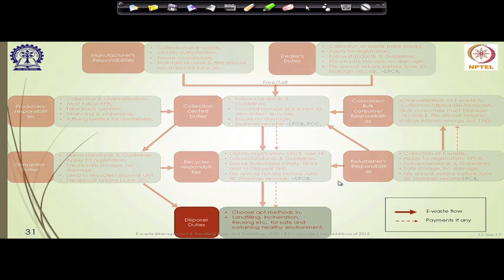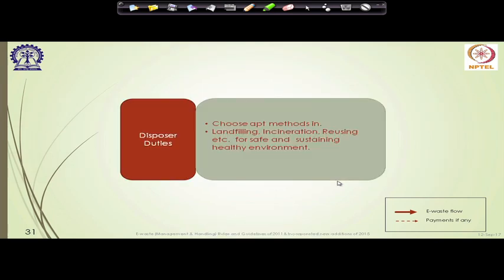And the disposer then has to choose an apt method of disposing: landfilling, incineration, or reusing. Make sure it's safe, and that it is under the big concept of sustainability, so that it is sustainable and in a healthy environment.